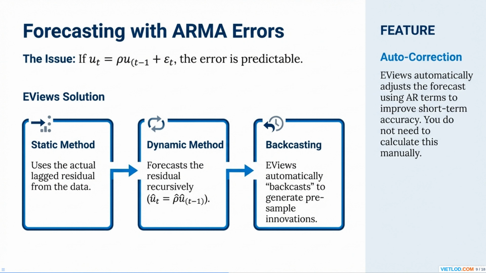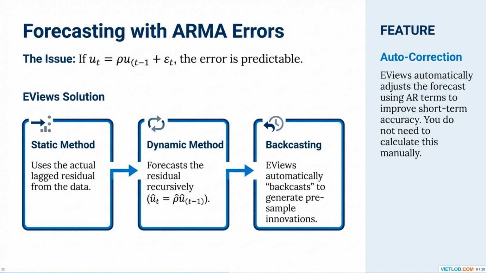A fundamental assumption in regression is that error terms are random. However, when errors exhibit an autoregressive moving average, or ARMA structure, meaning the error at time t is correlated with previous errors, this predictability can be leveraged to enhance forecast accuracy. For example, if u_t equals rho u_t minus 1 plus epsilon_t, the error is not purely random. EViews automates the handling of these ARMA errors to improve your forecasts.